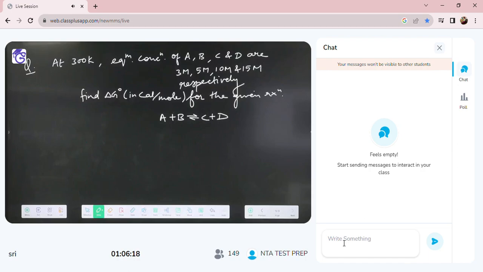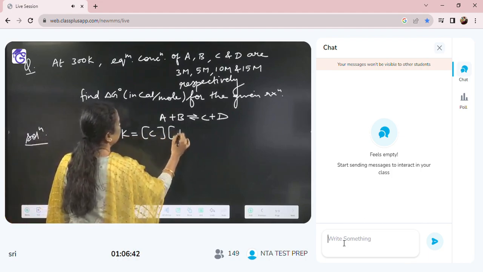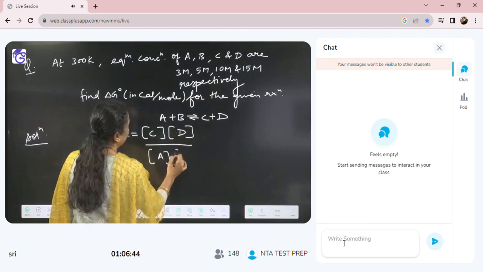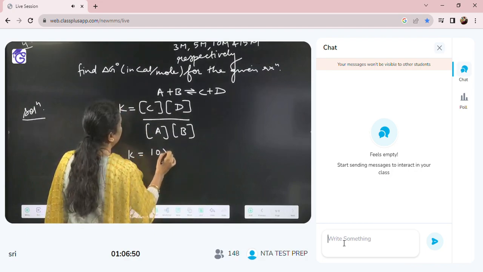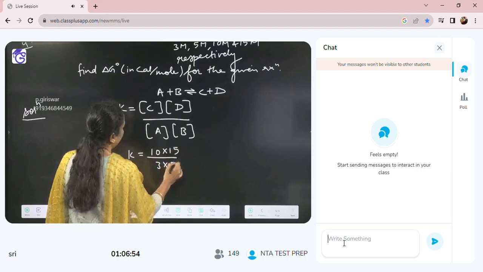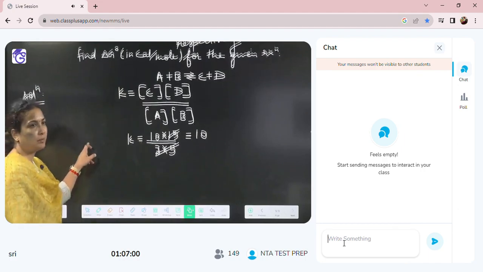What is the answer? Is there any answer here? See, first you have to find out the K value, which will be C into D upon A into B. So you are going to write this as 10 into 15 upon 3 into 5. You will be getting K value as 10. Yes, Jonathan and Pawan have correctly given the answer.